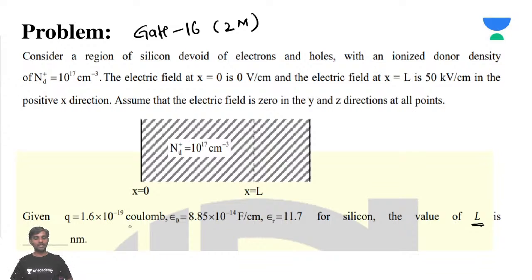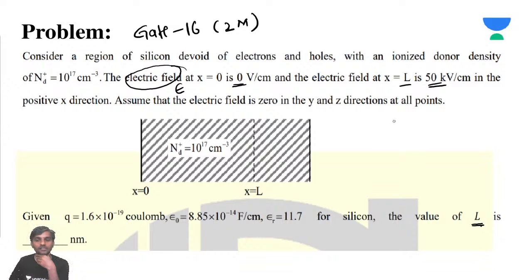we are asked to calculate the value of L. So what he has given: the electric field epsilon at x equal to 0 is 0, and at x equal to L it is 50 kilovolts per centimeter.